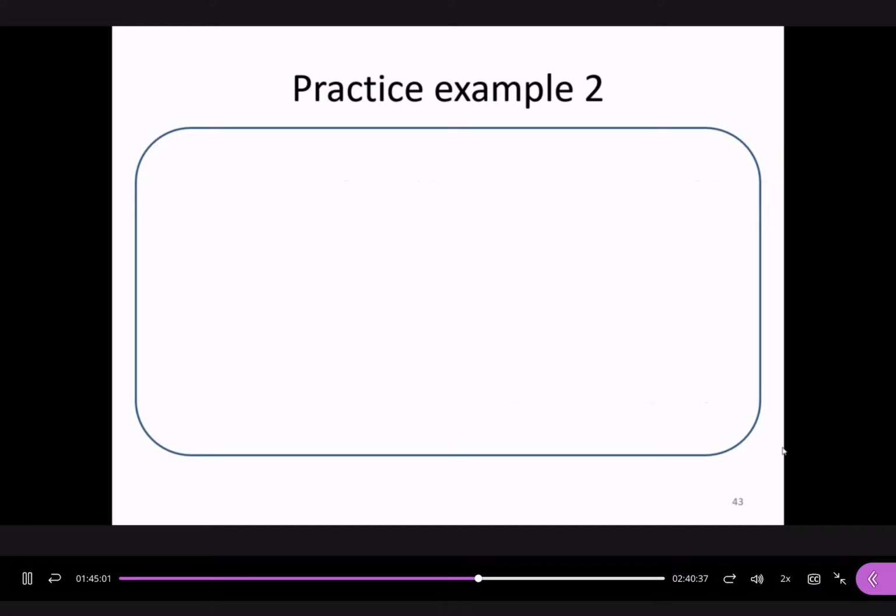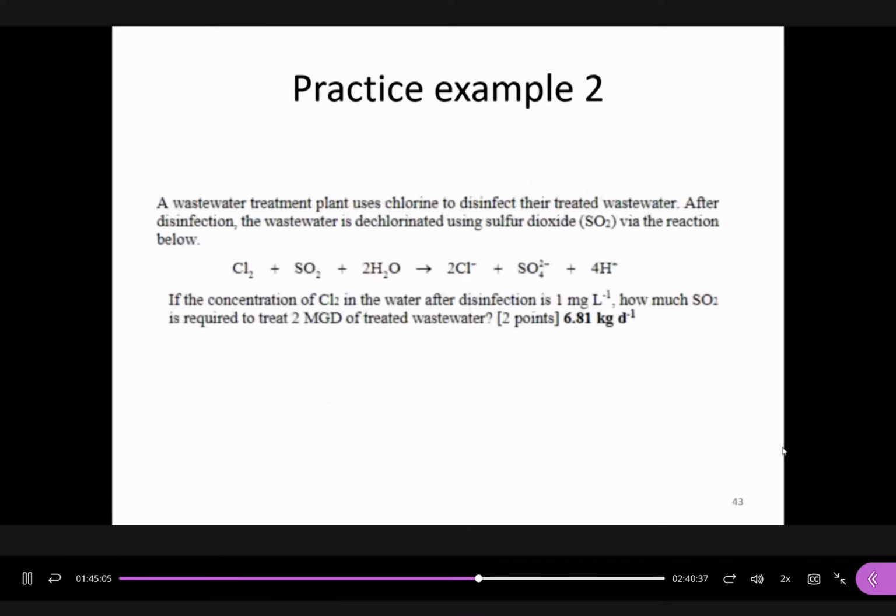Easy, right? Of course, you have to change 2 million gallons per day into cubic meters per day, right? And the gallon here is American, okay? It's not British. 8.1 kilograms per day. Okay. So the molecular weight is 71. What is it? 64. Right. You need this much sulfur dioxide to remove all the residual chlorine.